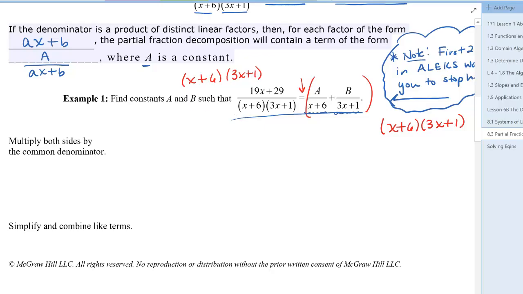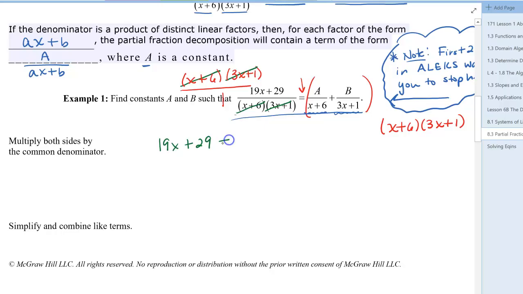When you do that, think of this as that over 1. I think we've done this already in class. When you're multiplying and you have common factors in the top and the bottom, they cancel. So the x plus 6 cancels on the left-hand side, and the 3x plus 1 cancels on the left-hand side, and we're left with 19x plus 29 for the left-hand side.